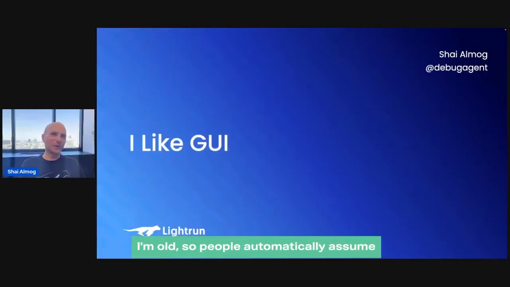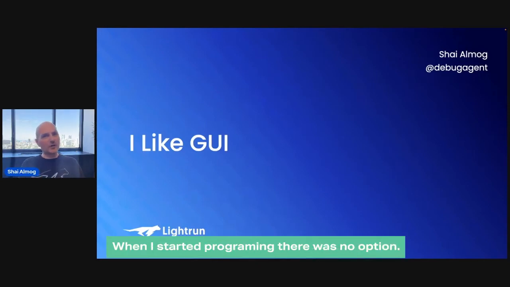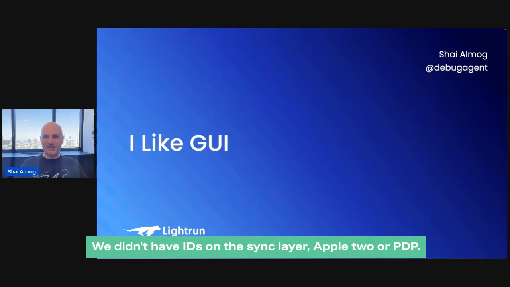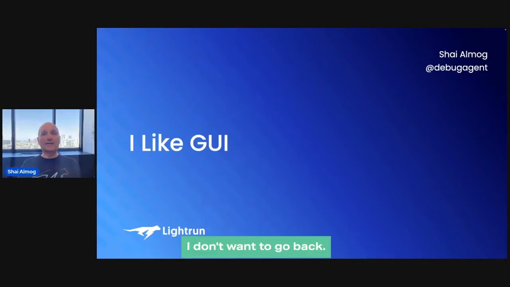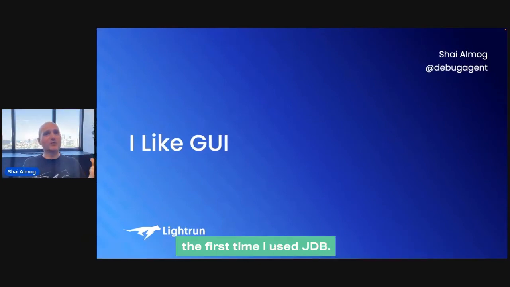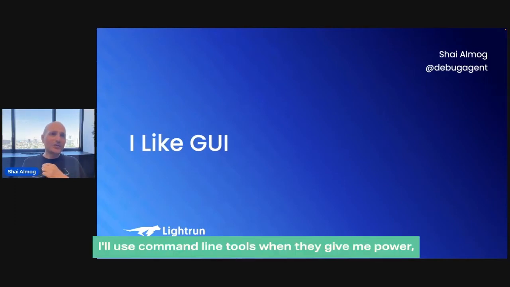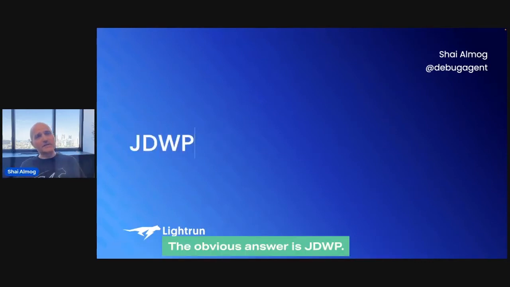I'm old, so people automatically assume I love the command line, and I do to some degree, but I love GUI more. When I started programming, there was no option. We didn't have IDEs on the Sinclair, Apple II, or PDP. But now that we have all of those things, well, I don't want to go back. I programmed Java since the first beta, and this was actually the first time I used JDB. I'll use command line tools when they give me power, but debugging via command line, I just can't.